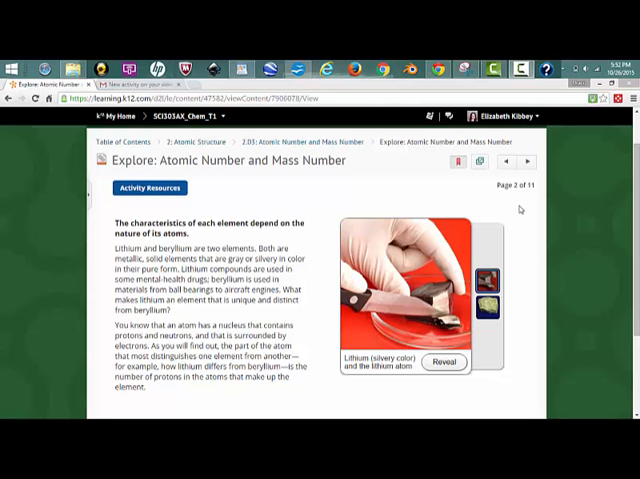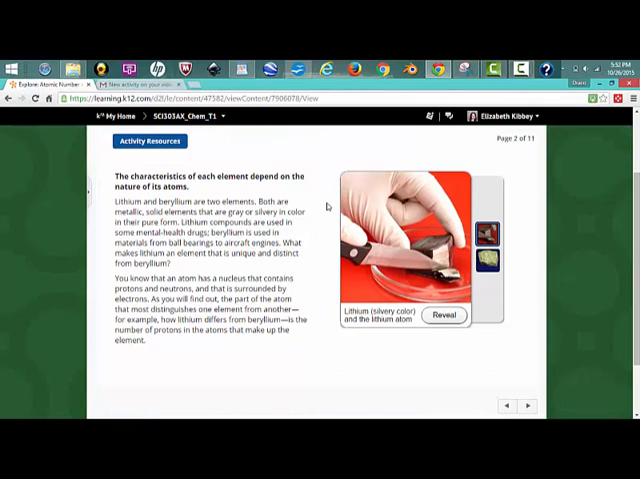Okay, hello class. Today I'm going to be going over 2.3. So let's go. The characteristics of each element depend on the number of its atoms.